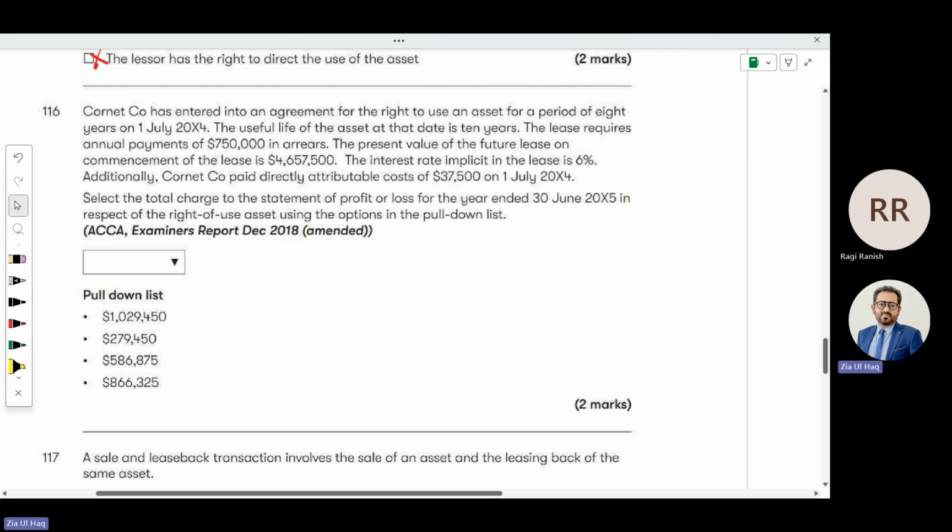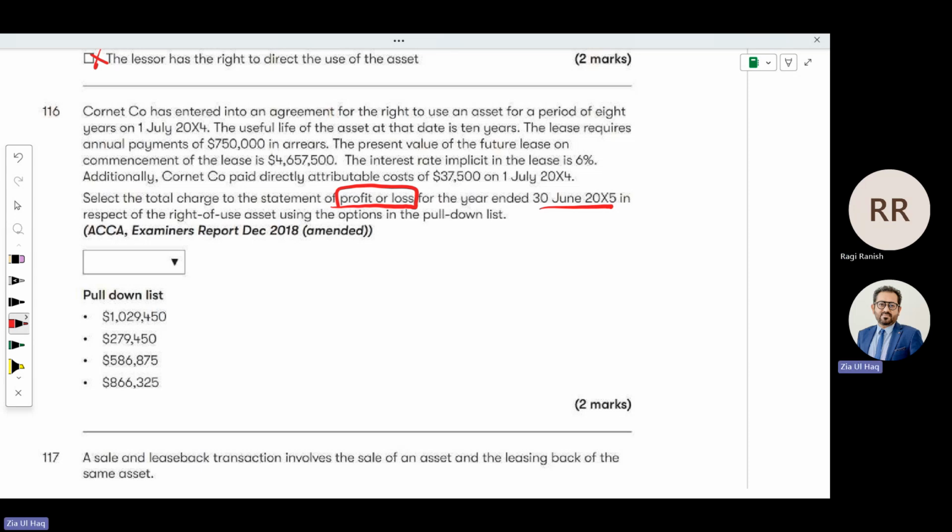116. Good luck, everybody. Select the total charge to the statement of profit or loss, depreciation and interest, for the year ending 30th June 20X5 in respect of the right of use of the factory. Depreciation and interest. Payment in arrears. Simple. Simple calculation.